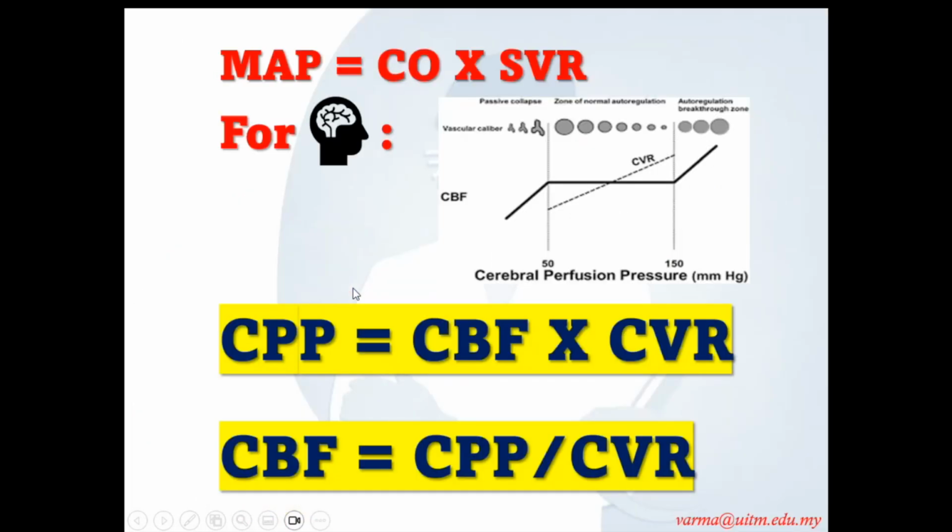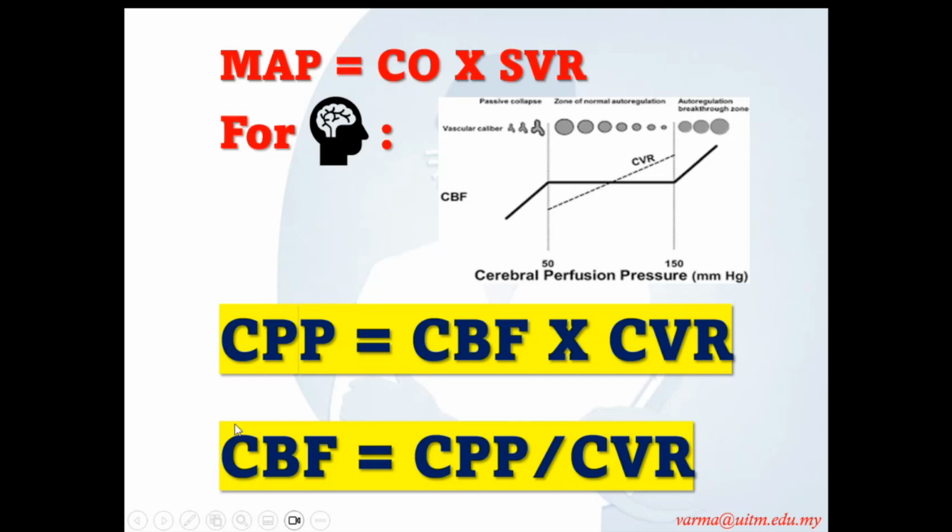So now we go back again. How is this equation extrapolated into other systems, such as the central nervous system? Again, the MAP in the central nervous system is your cerebral perfusion pressure. Your flow will be your cerebral blood flow, and the resistance is the cerebrovascular resistance. Cerebral blood flow: you want to rearrange this to get the flow.